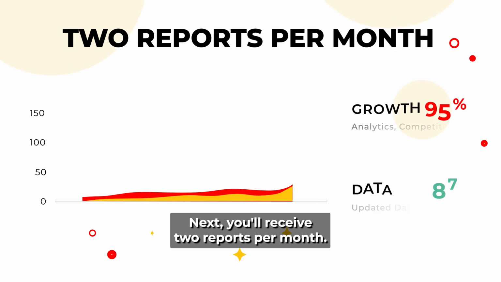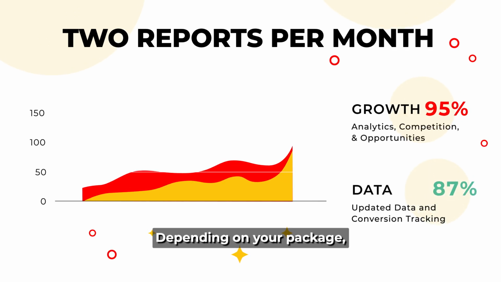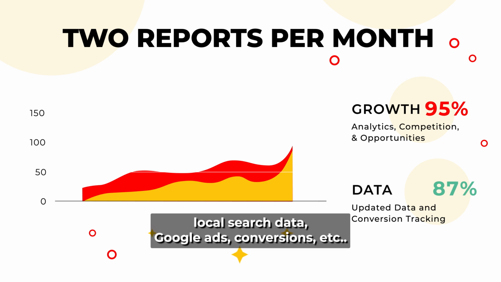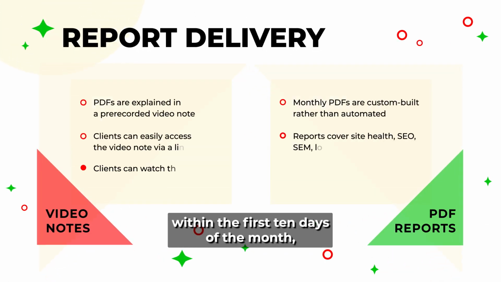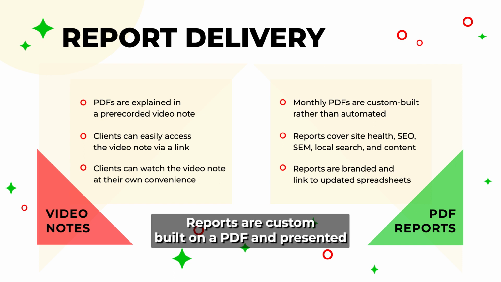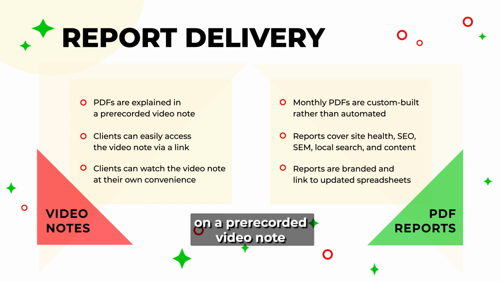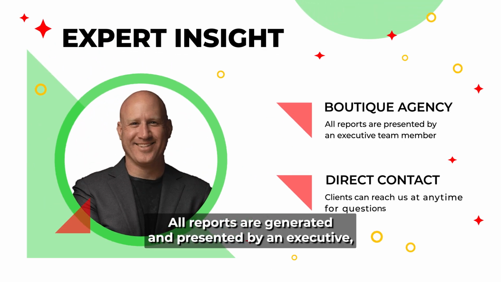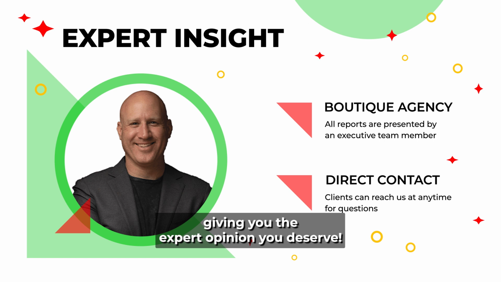Next, you'll receive 2 reports per month. Depending on your package, your reports could include information on site health, organic growth, local search data, Google Ads conversions, etc. The first report will be delivered within the first 10 days of the month, and the second report in the 3rd week. Reports are custom built on a PDF and presented on a pre-recorded video note that you can watch at your own convenience. All reports are generated and presented by an executive, giving you the expert opinion you deserve.